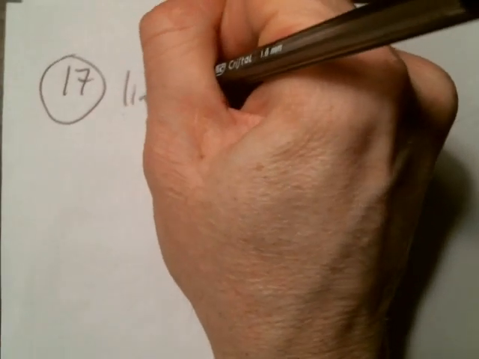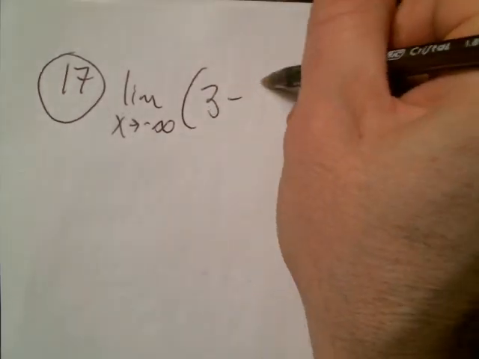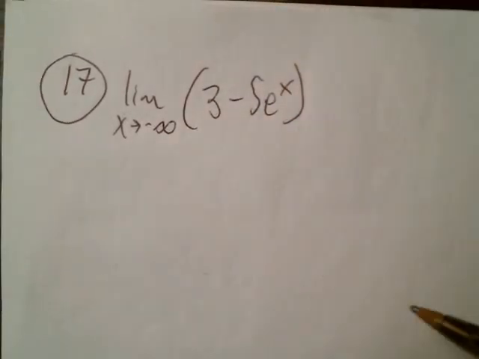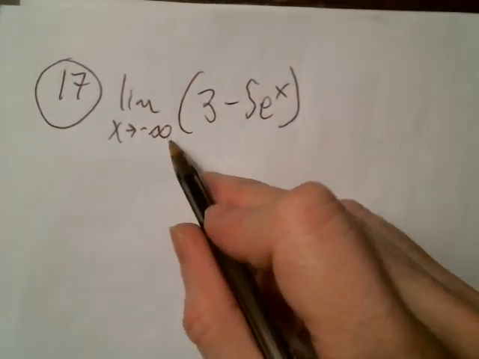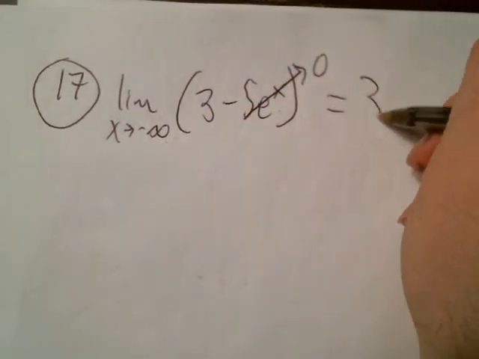So number 17, we have the limit as x goes to negative infinity of 3 minus 5e to the x. So that was one of our special ones. This part will just go to 0, and we have 3.